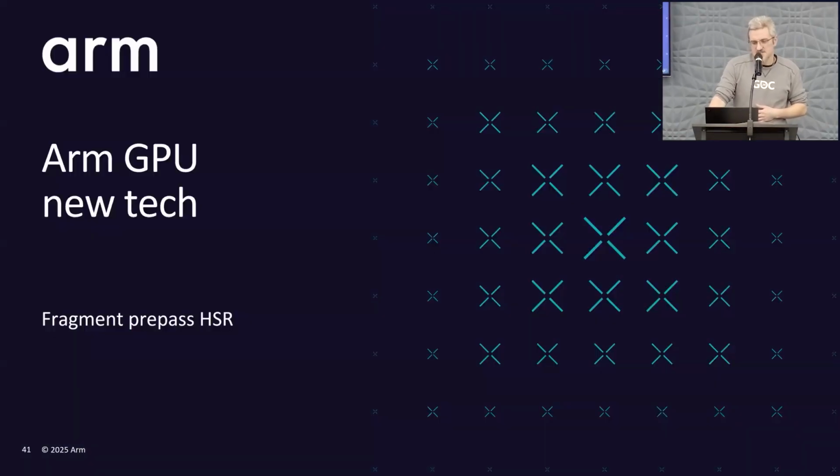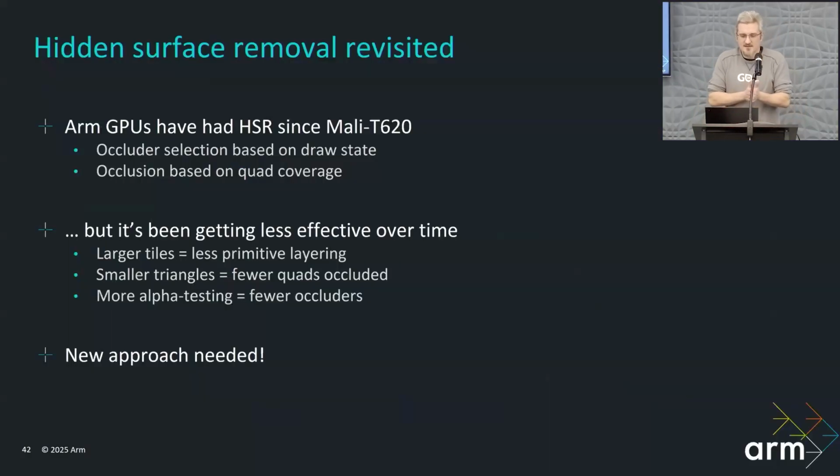The big new technology in this year's GPUs is the fragment prepass hidden surface removal. So we've had hidden surface removal for a while, since Mali T620, way back in like 2012, 2013. But it's been getting less effective over time. It's a very simplistic scheme. It's great for hardware efficiency, but it needed to know whether something was an occluder at draw time. It couldn't cope with shader-based occlusion and alpha testing, for example.